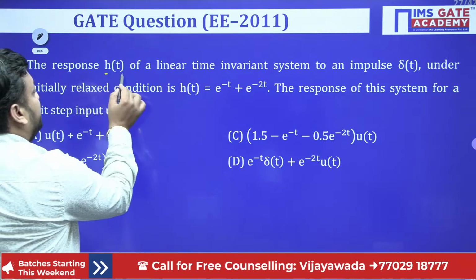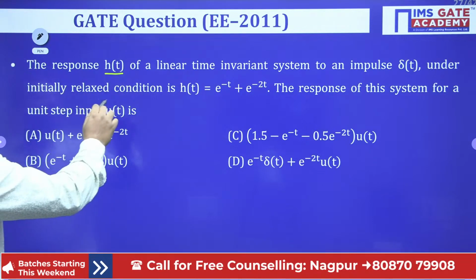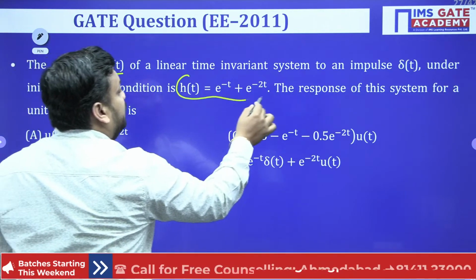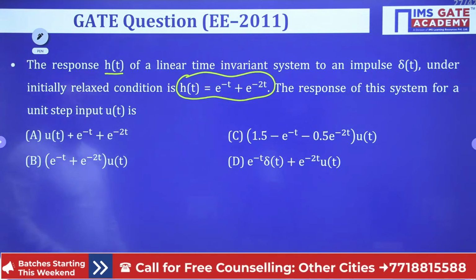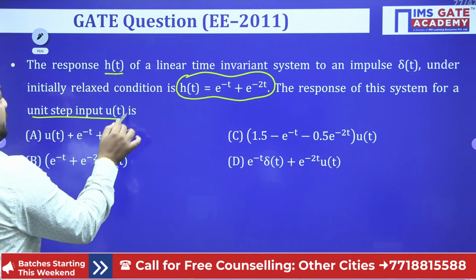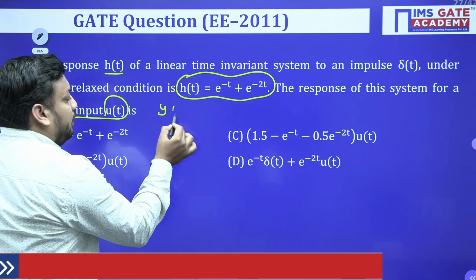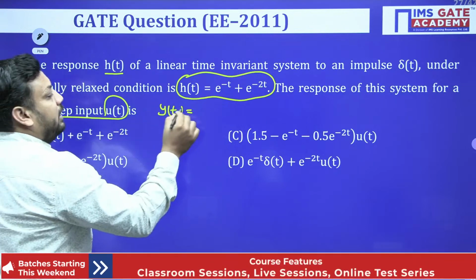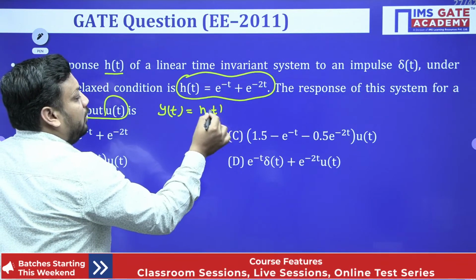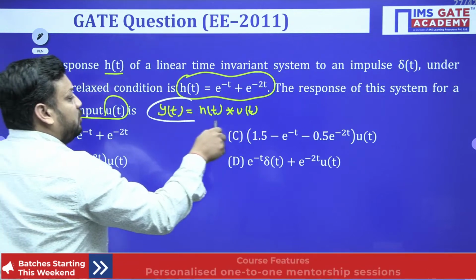My next question is here. The response of a linear time invariant system with the impulse response delta(t) is given: h(t) is e to the power minus t plus e to the power minus 2t. The response of this system for the unit step input u(t) is. It means the examiner is asking that you need to generate y(t), and y(t) is nothing but the convolution of h(t) and u(t). So here you can simply apply the step response property.